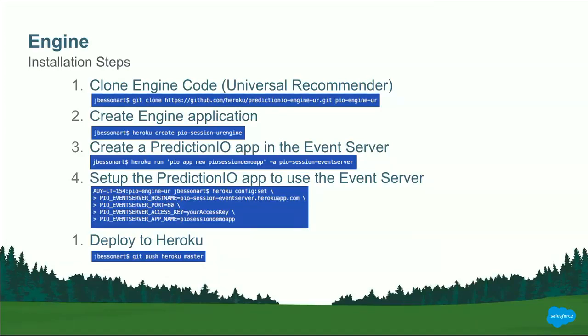On the fourth step is where we actually are linking together the engine and the event server. Event server is where the data, the engine is where the logic, right? And we are telling, okay, we are using this host name, that is where the event server is stored, the port, the access key of the application that we just created, and then also the application name. And then we just deploy that to Heroku.